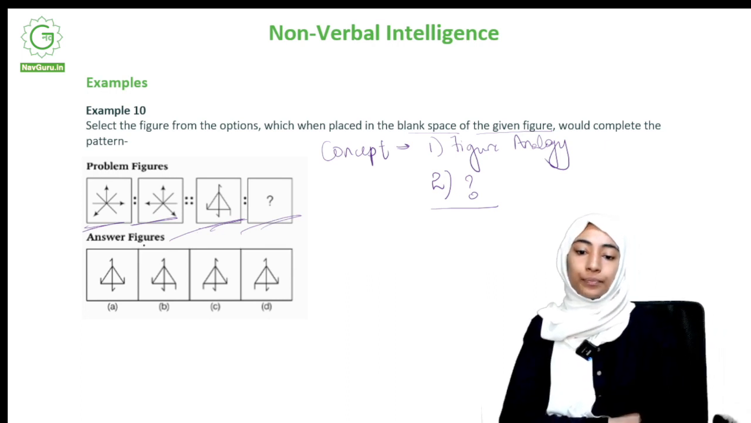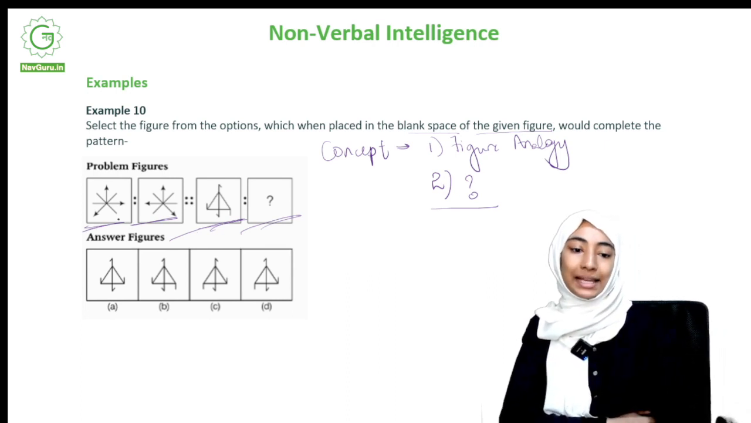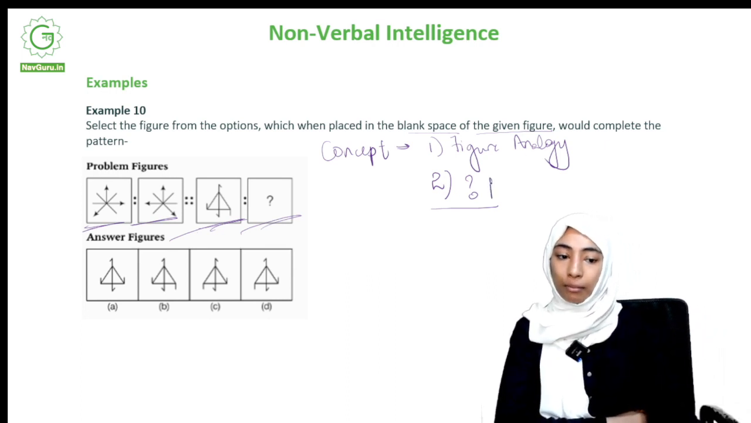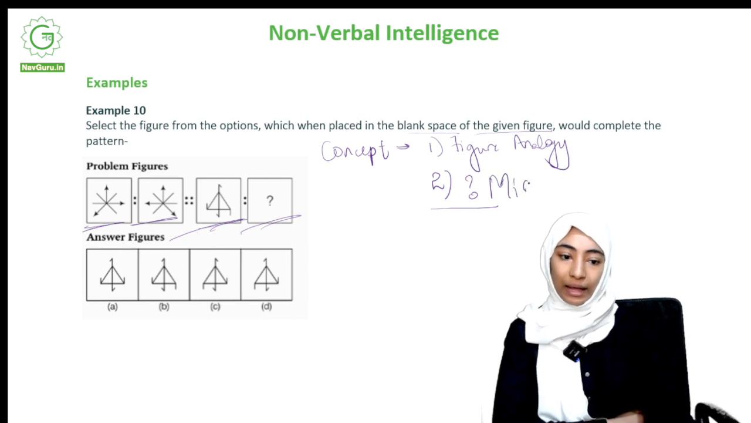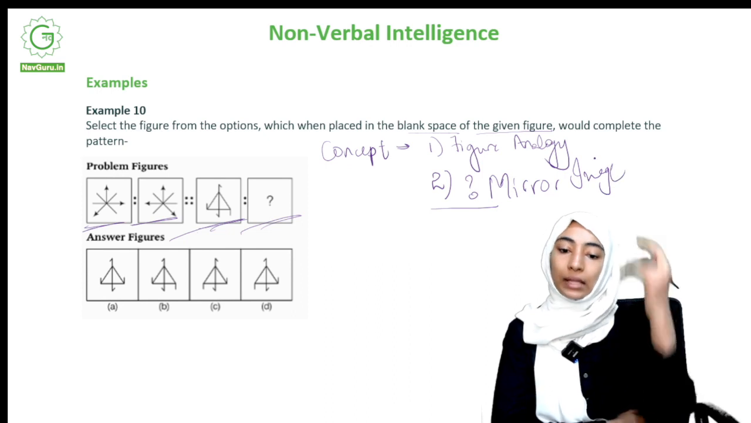Right, so we are done. Here the second concept that I was talking about is mirror image. What you have here is the concept of mirror image. Anyway, let's just look at this.